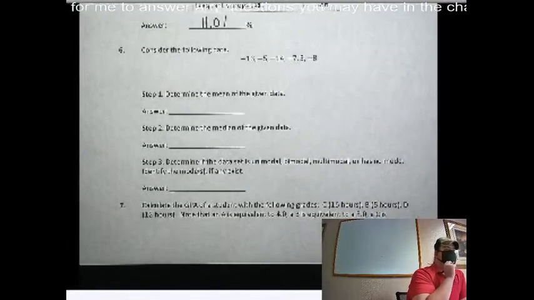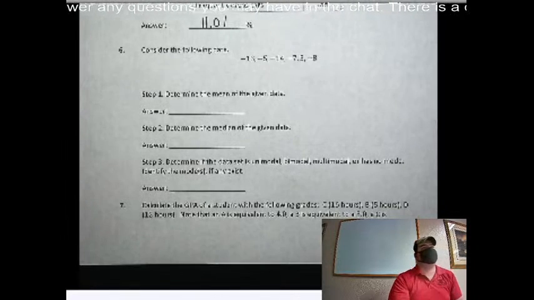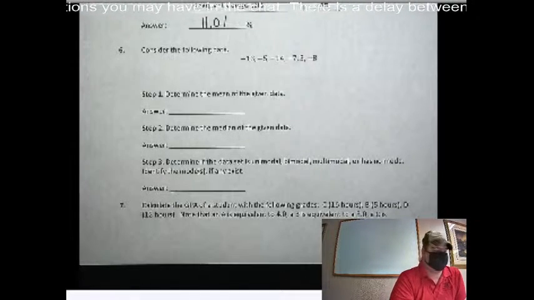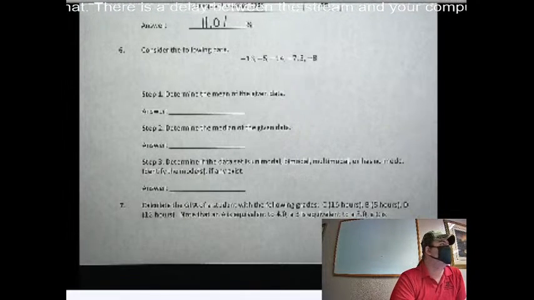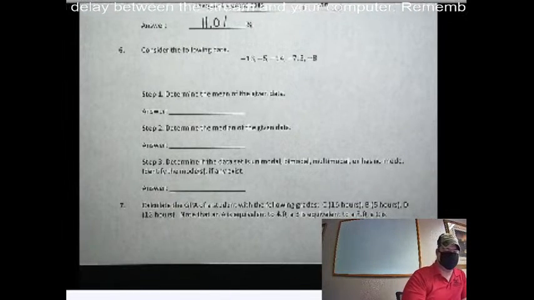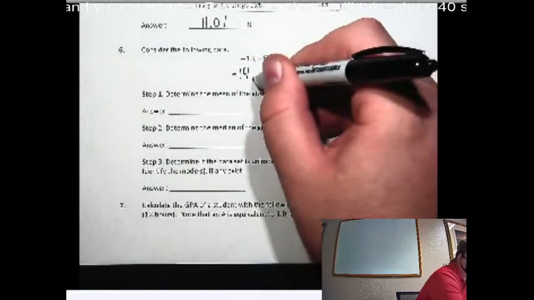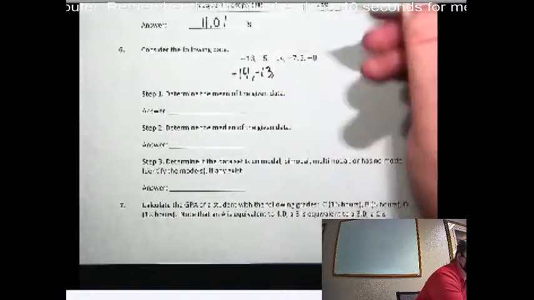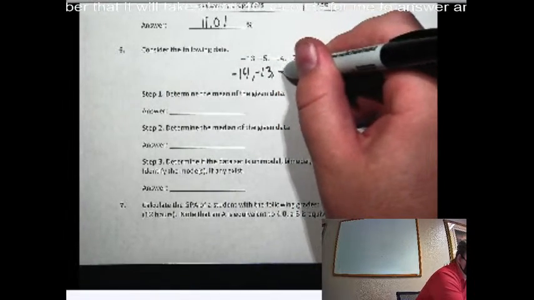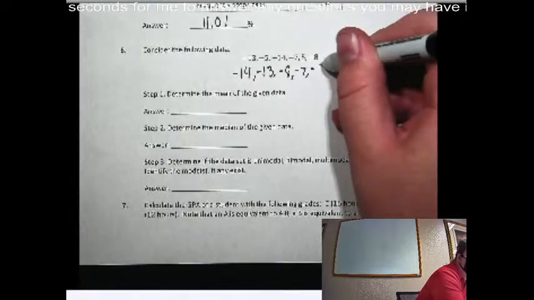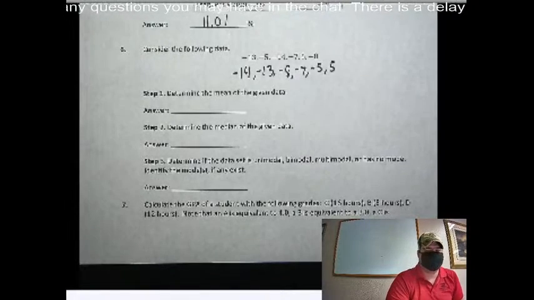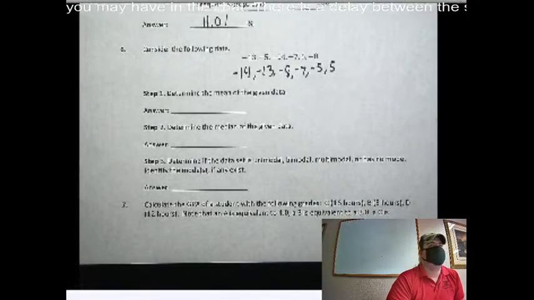consider the following data. It gives us a set of data here and says determine the mean, median, and mode. So what's the first thing that we should do with our data here? Put it in order, yeah. So I'll go ahead and put it in order for us, starting with negative 14, then negative 13, then negative 8, negative 7, negative 5, and positive 5.